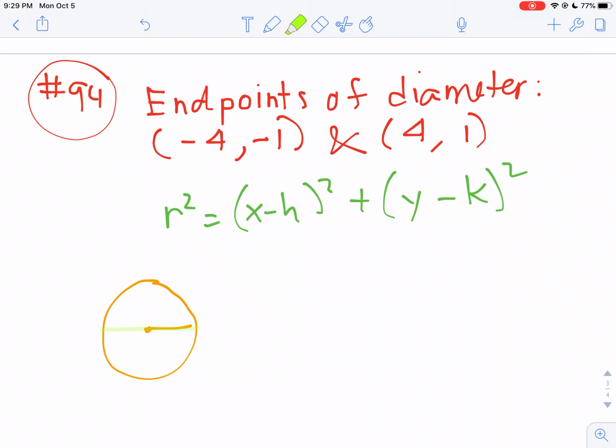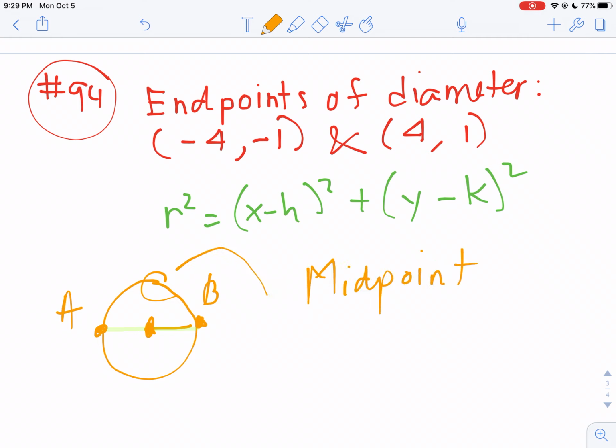So here they are giving you the end points of the diameter. So basically they are giving you this point and that point. All right, so if they give you 2 points and you need to find HK, which is the center, this is A and B, so the center is basically the midpoint. All right, so you should know how to find the midpoint given 2 points. And then what else do you need?